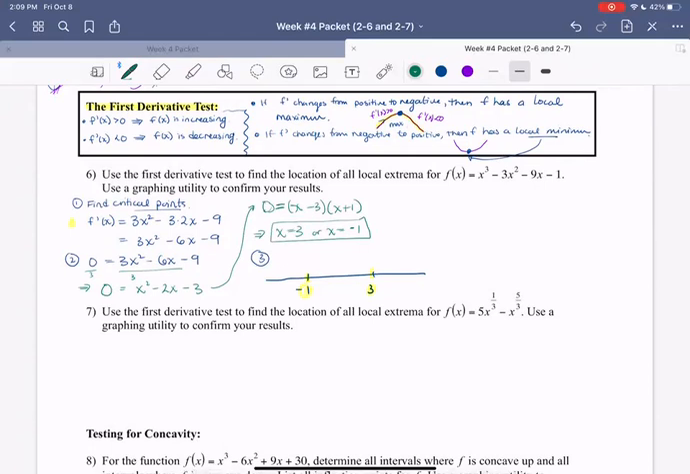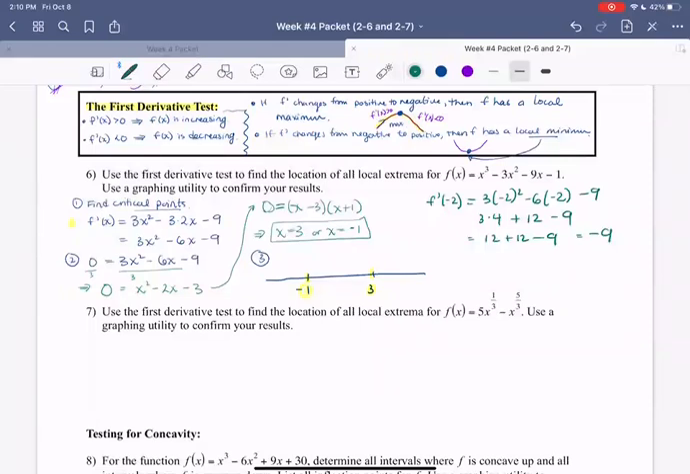So if we plug in negative 2, f prime of negative 2, we get 3 times negative 2 squared minus 6 times negative 2 minus 9. So there we get 3 times 4, minus 6 times negative 2 gives me a plus 12, minus 9. So I get 12 plus 12 minus 9. So minus 9 is negative. So our derivative is negative there.